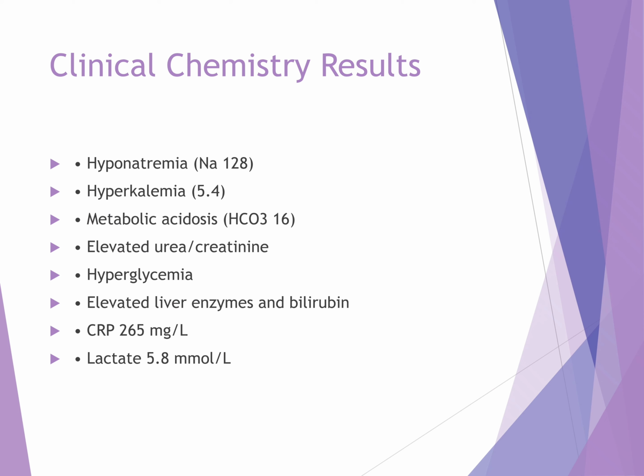Liver enzymes, including AST and ALT, are elevated, and bilirubin is also increased, suggesting hepatic stress or hypoperfusion. C-reactive protein is markedly elevated, indicating significant inflammation. Finally, the lactate level is 5.8 millimoles per liter. Elevated lactate is a key marker of tissue hypoxia and is strongly associated with septic shock.